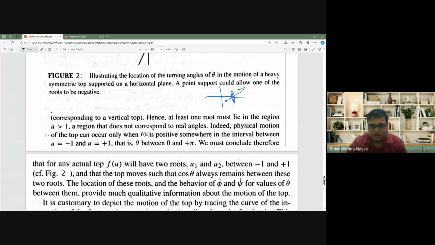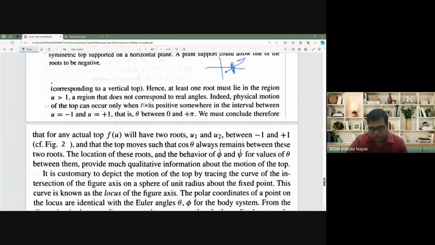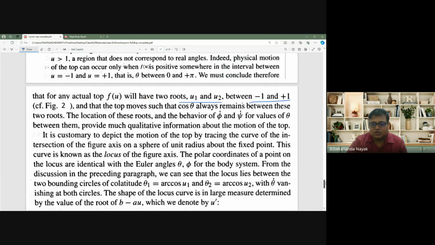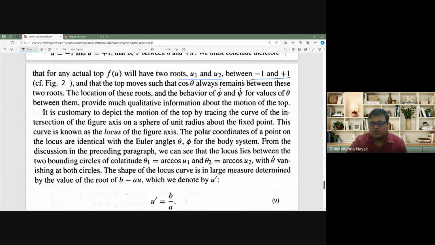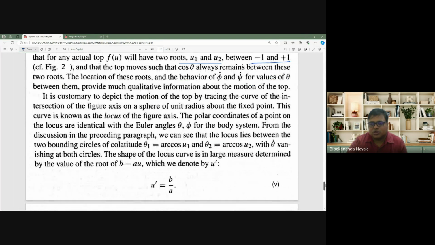Therefore, we conclude that for an actual top you will have two roots, u1 and u2, between -1 and +1. The third root is outside. So in the cubic equation, the two roots must lie between -1 and +1, and the top's cos theta always remains between the two roots. The location of these roots and the behavior of theta between them provide much qualitative information about the motion of the top.